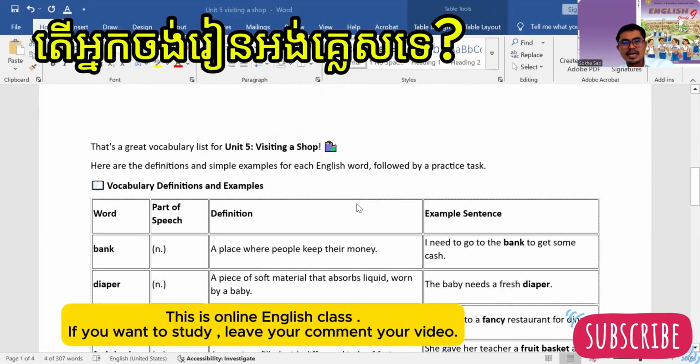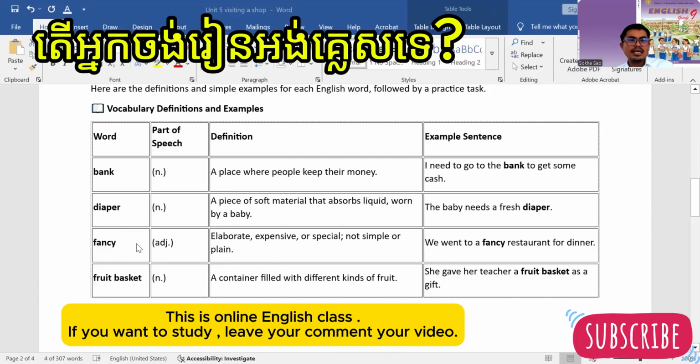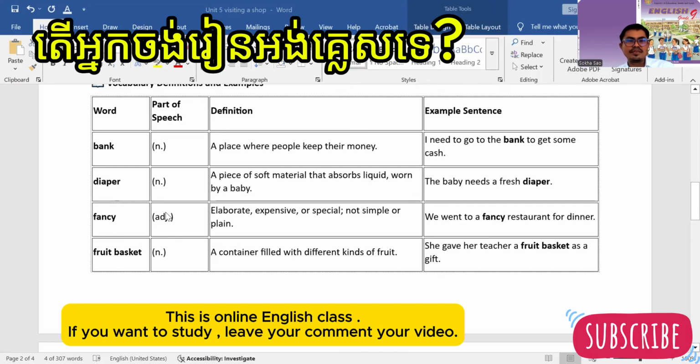And this word is fancy. Fancy is an adjective. It means elaborate, expensive or special, or not simple or plain. For example, we went to a fancy restaurant for dinner. A fancy restaurant, a very modern restaurant, right?